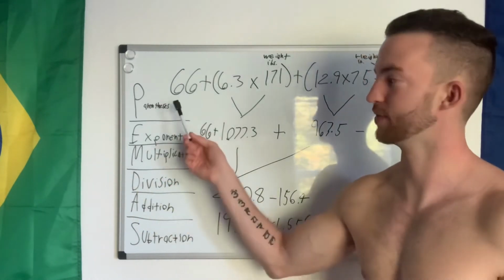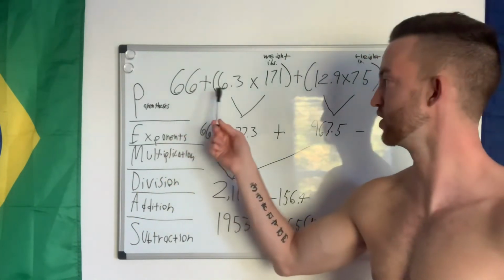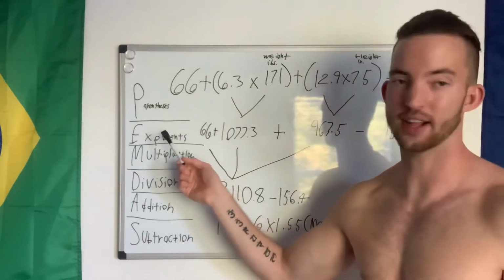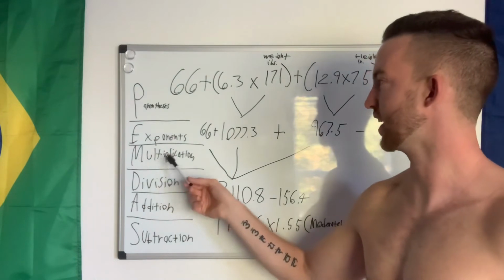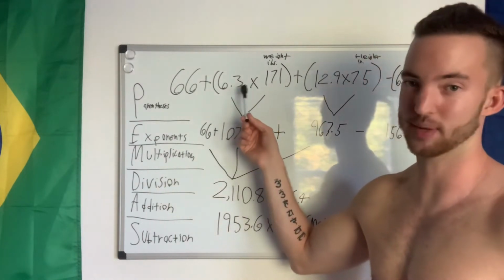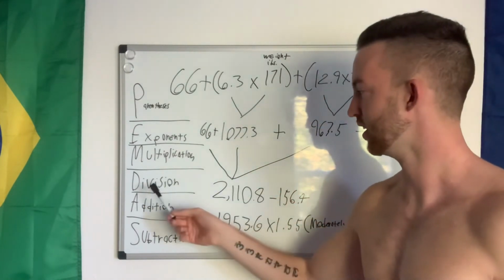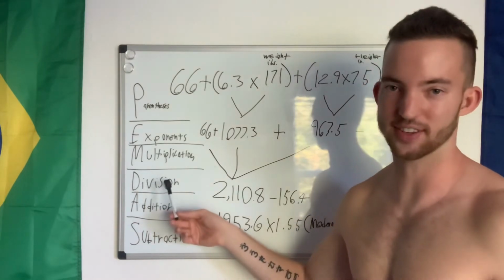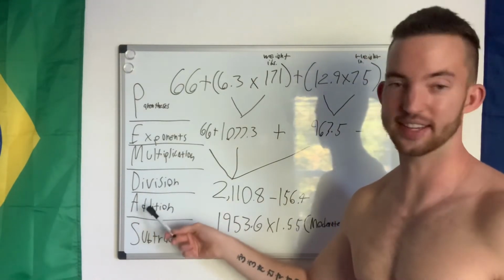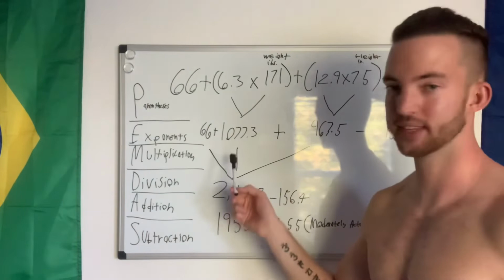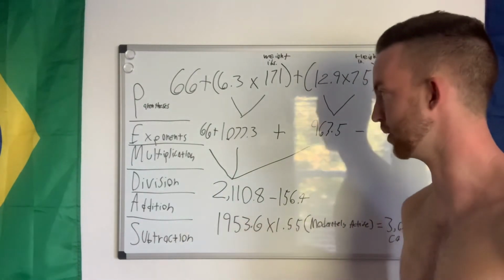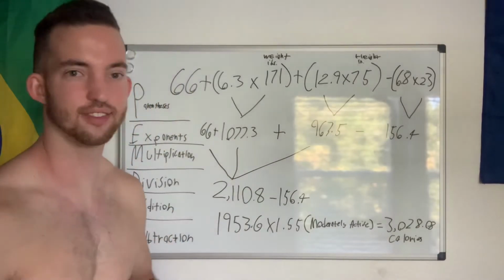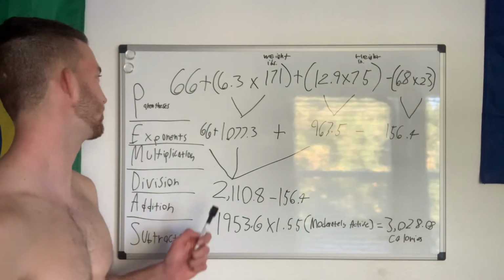So PEMDAS, we do our parentheses first, which I did up here. We got exponents next. For this equation, we don't have exponents. We got multiplication, which in this case happens to be in the parentheses, so it makes it easy. We got division. We don't have any division in this formula. We got addition, which I did here. And then finally we have subtraction. So I went ahead and did that down here. So now that we have that out of the way, let's go through the equation.